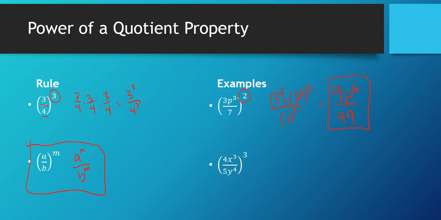So let's look at the second example. We need to apply this exponent of 3 to every term. So we're doing 4 to the 3rd power, x to the 3rd to the 3rd power, 5 to the 3rd power, y to the 4th to the 3rd power. So 4 to the 3rd is 64. X to the exponent with an exponent multiplies, so 3 times 3 is 9. 5 to the 3rd power is 125. And y, 4 times 3 gives me my 12. Again, if you can reduce, make sure you do so.